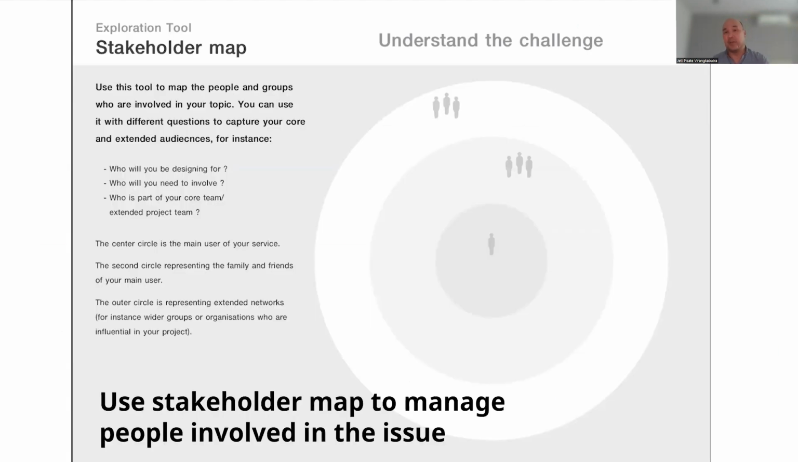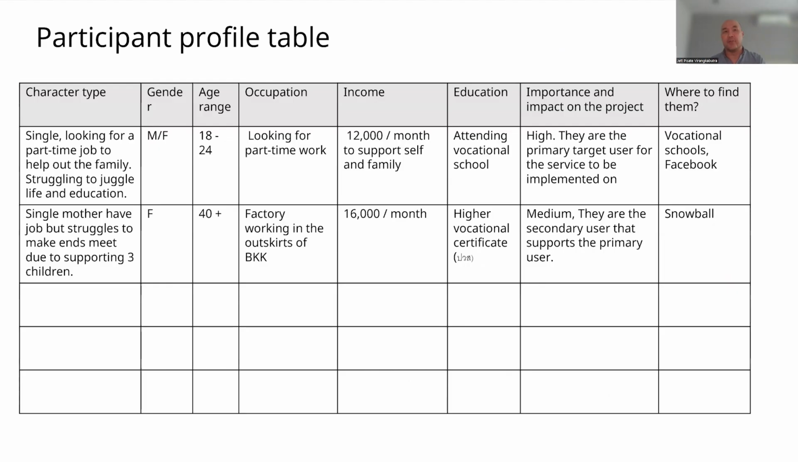And this is a stakeholder map. We look at who's involved in the issue so that we can make sure that we can research and talk to them and learn from them. And finally, the user research planning. We need to interview and talk to people. So we map out and use this table so we can see who's important and who we should talk to.